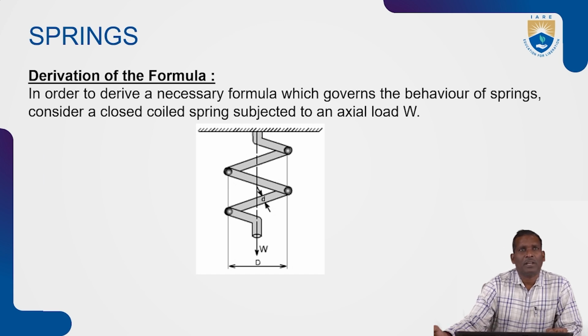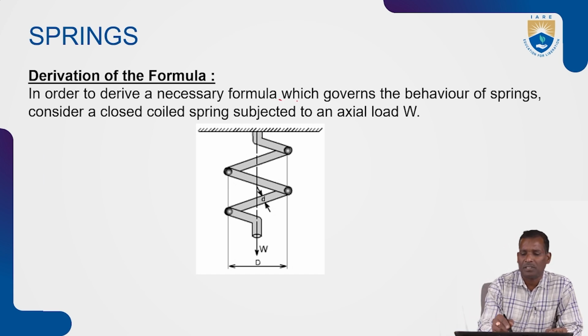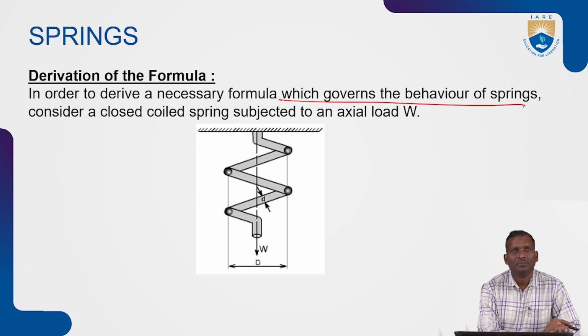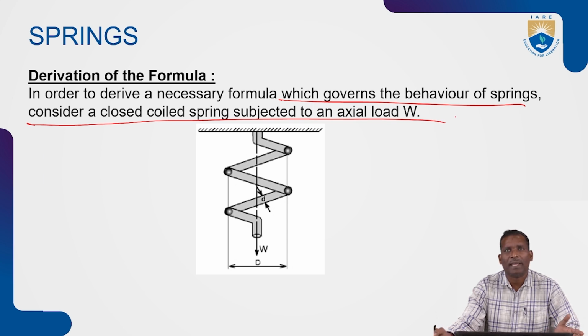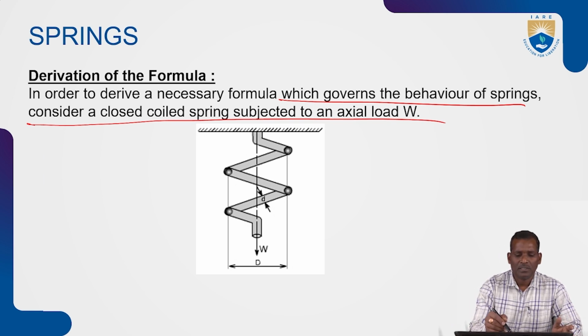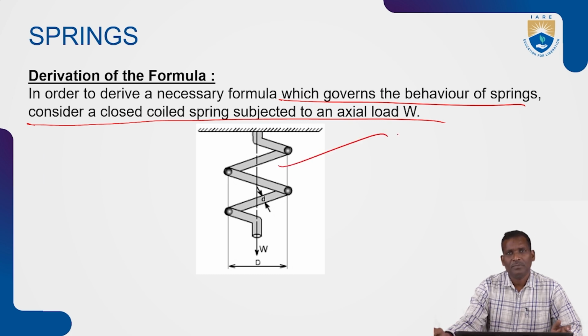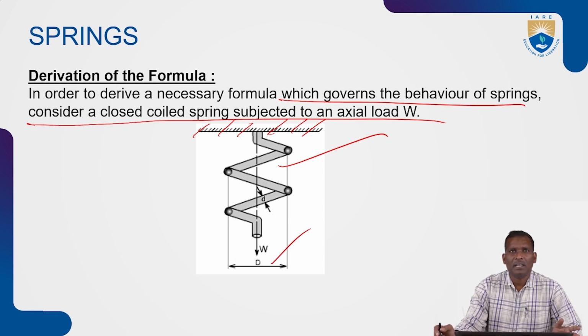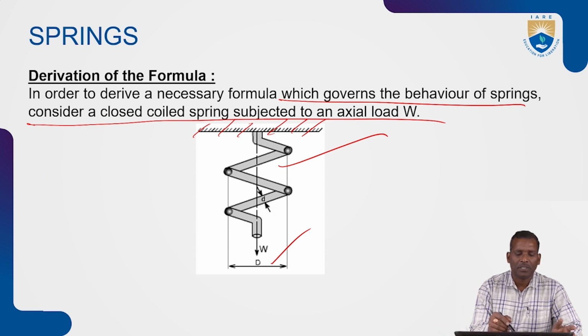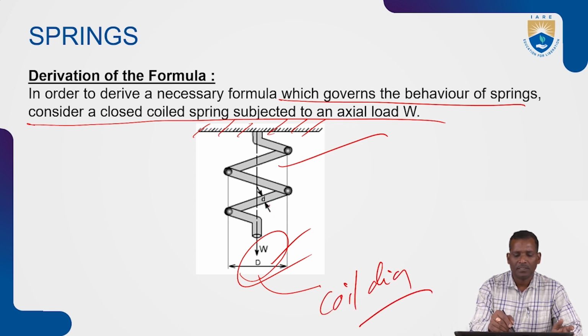In order to derive the necessary formula which governs the behavior of springs, consider a closed coil spring subjected to an axial load W. So this is a closed coiled spring. One end is fixed, the other end is free. Whenever this closed coiled spring is subjected to load, that is W. Already I told you this is the coil diameter and this small d is the wire diameter.